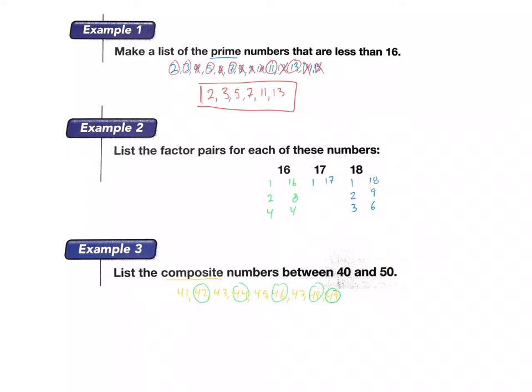And 45 is 15 times 3, or 5 times 9. So those are going to be composite numbers.